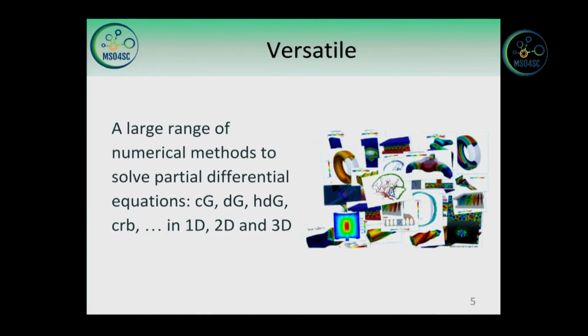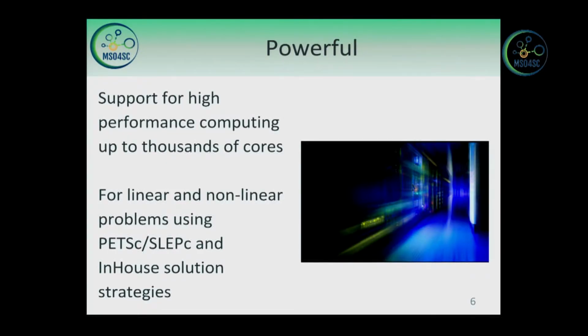From continuous Galerkin, discontinuous Galerkin, hybrid discontinuous Galerkin, reduced basis, fictitious domain, well, you name it. 1D to 3D, actually higher dimension would also be possible. There is also 0D, but you saw some examples yesterday. It's also powerful in the sense that we can scale up to thousands of cores. We've tested up to, I think, 40,000 cores on Curie, on a Prace core.